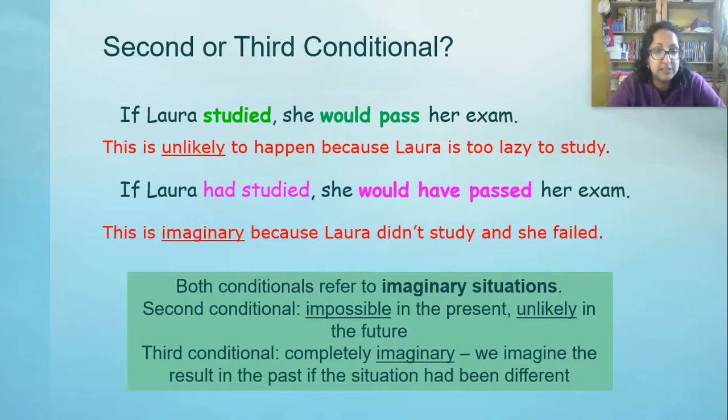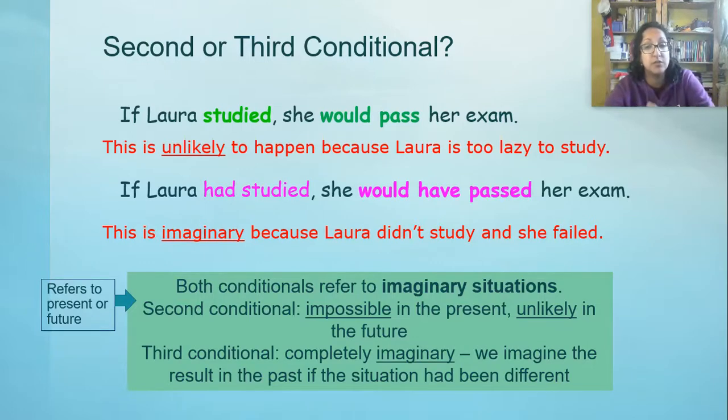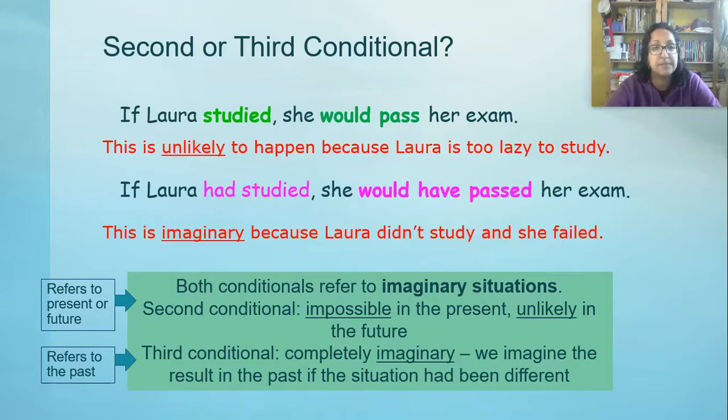Both of these conditionals refer to imaginary situations. The second conditional is impossible in the present, or the likelihood of it happening in the future is very, very small. Whereas the third conditional is completely imaginary because we imagine the result in the past if the situation had been different. So the second conditional refers to the present or the future, whereas the third refers to the past.